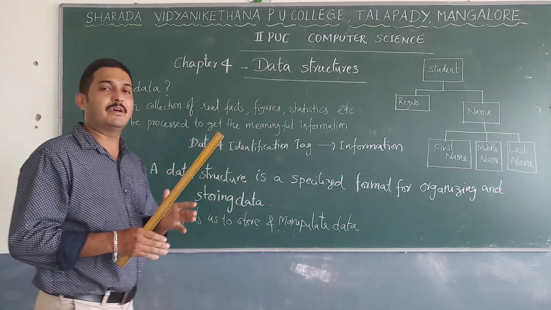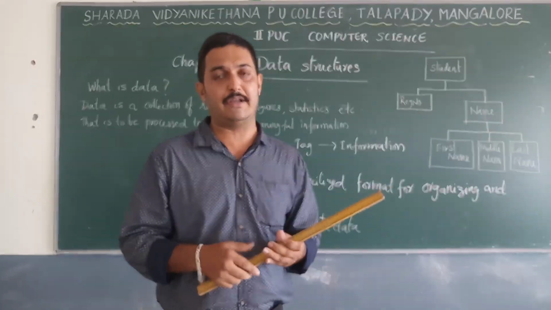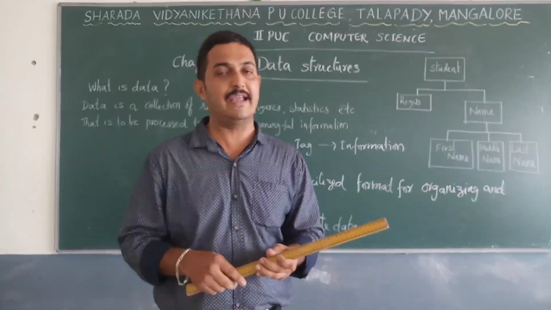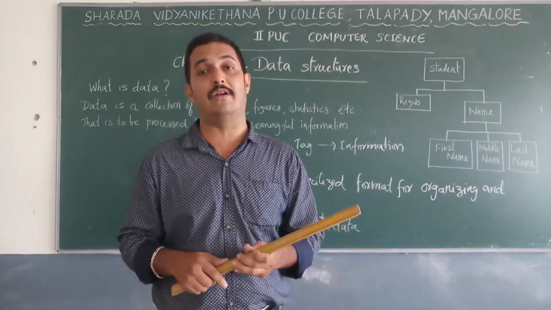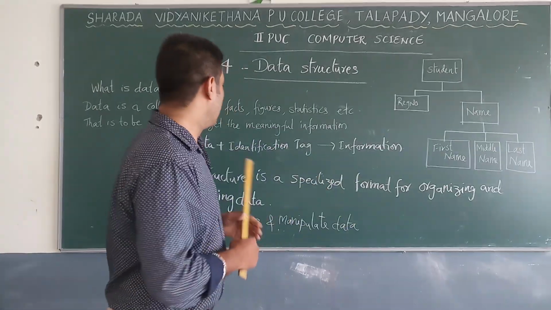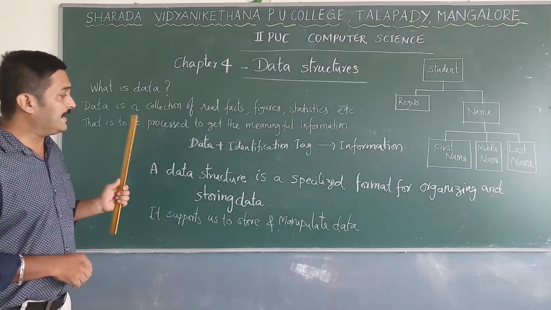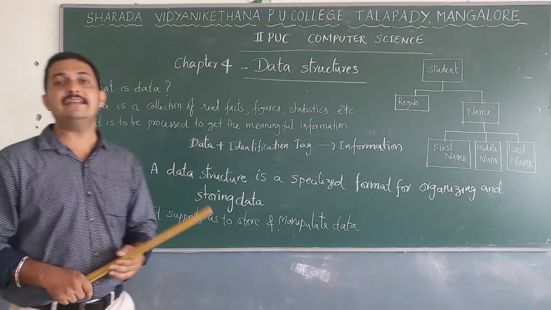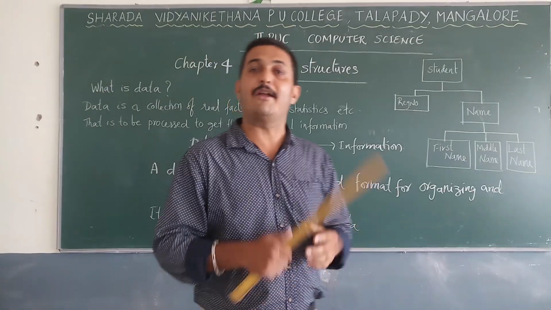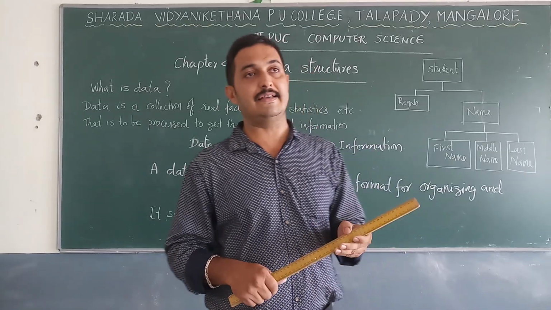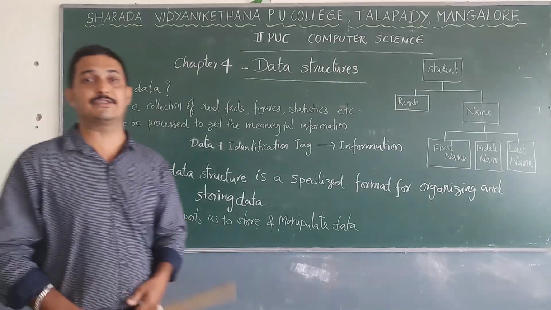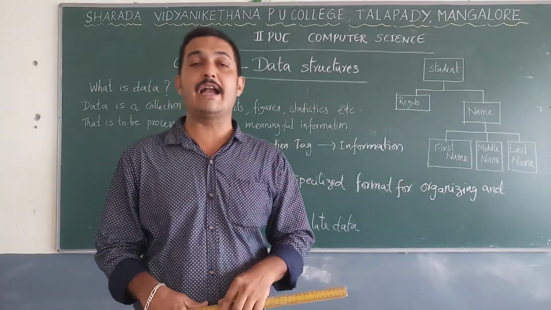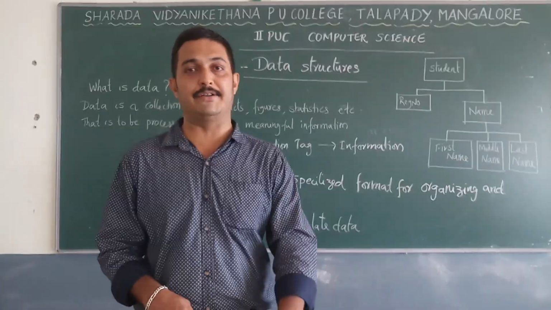Next, so what do you mean by data structure? So data structure, normally we are using that one to store the information or store the data in memory. So this particular process is also called as data representation. So that's why we can say a data structure is a specialized format for storing and organizing data. It supports us to store the data and manipulate the data using some operators.